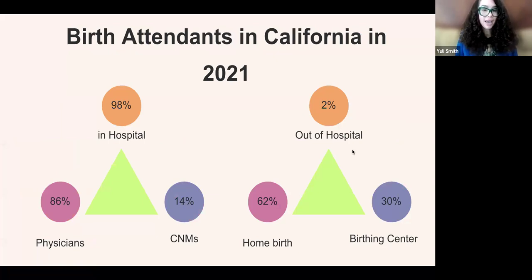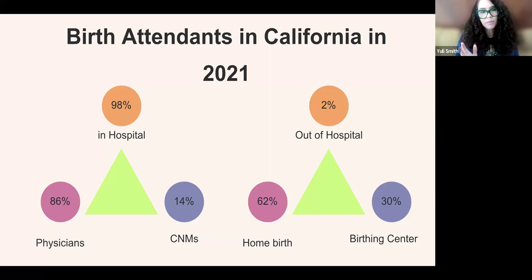So birth attendance in California, the most recent statistics we have are from 2021. 98% of the births occurred in the hospital. And very similarly to the US statistics, about 86% of those births were attended by a physician, and the others inside the hospital system were attended by certified nurse midwives.